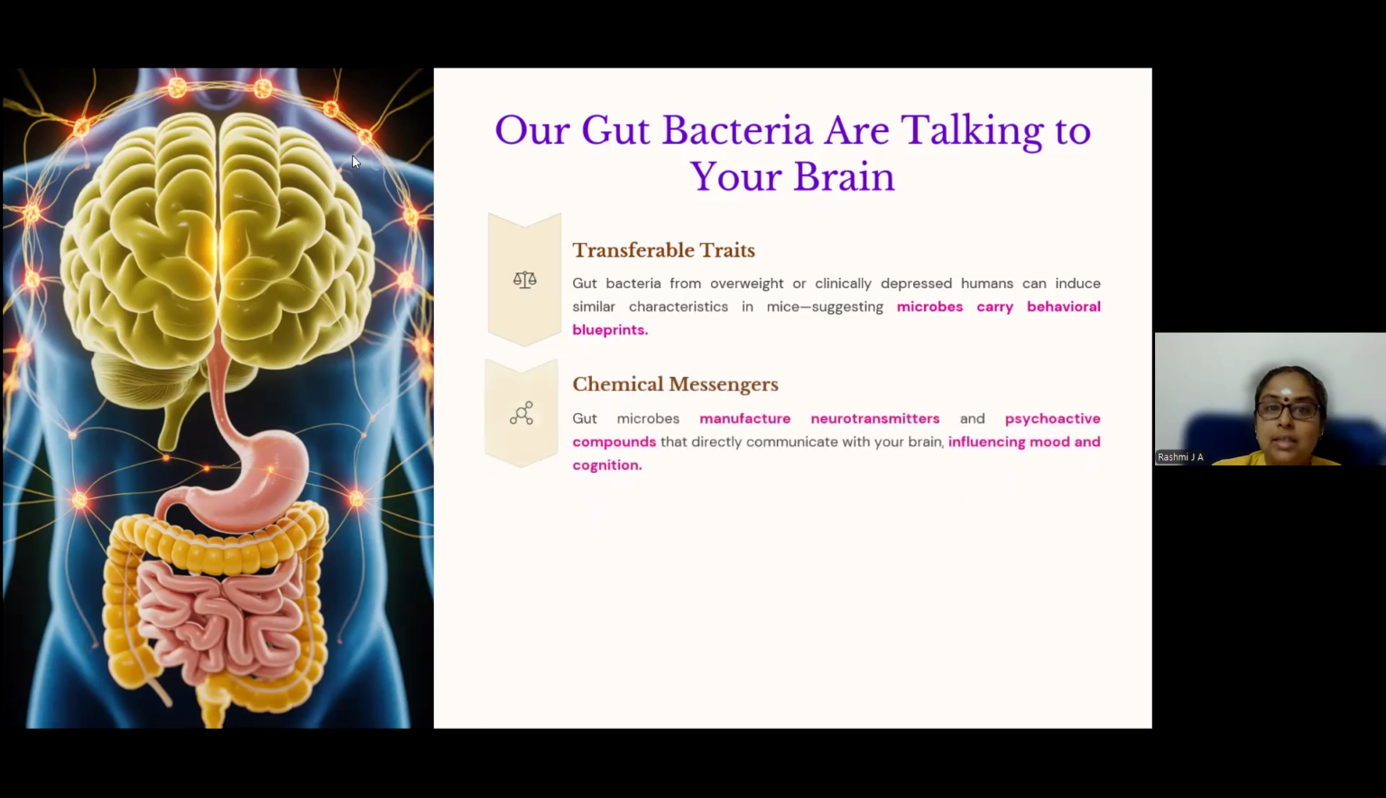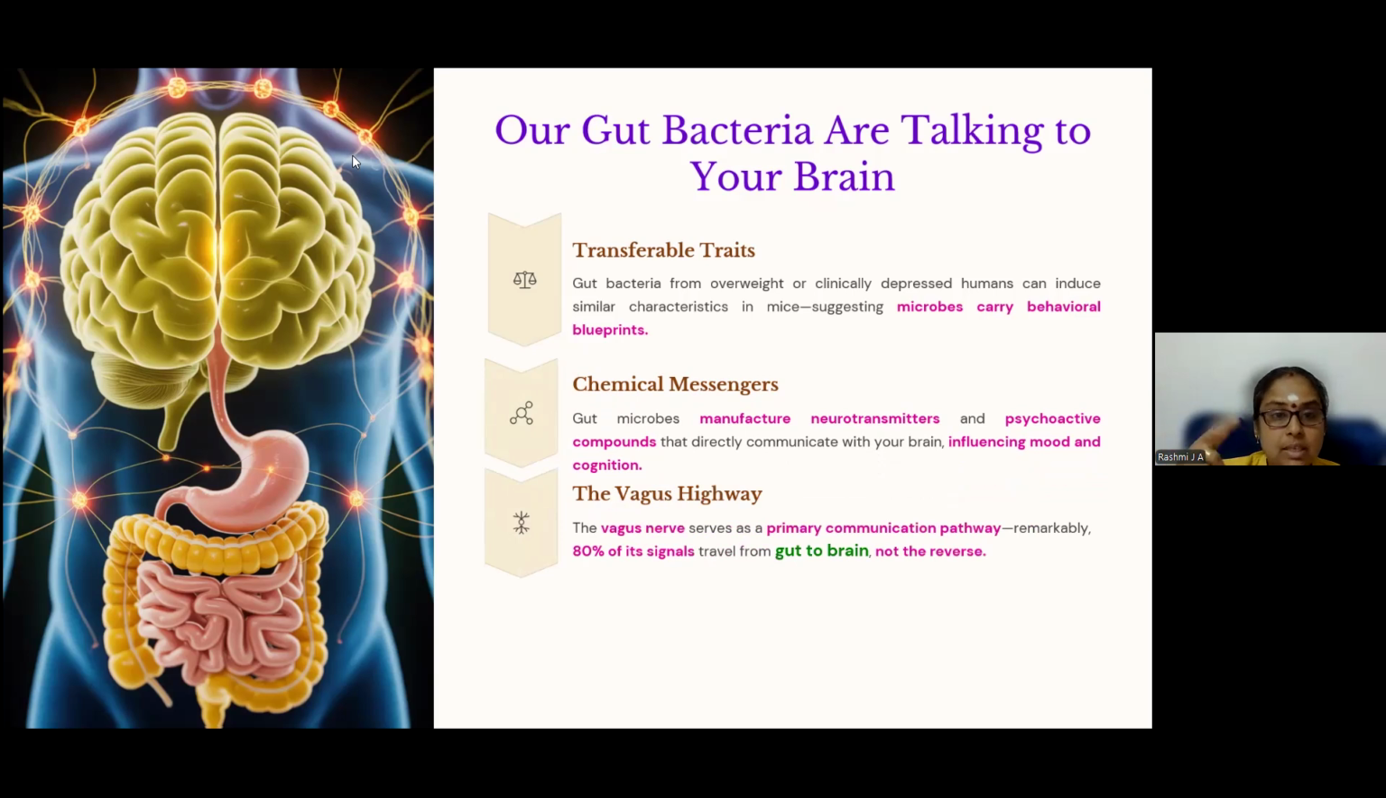Then it is a chemical messenger. It manufactures neurotransmitters, psychoactive compounds. That's what I told you, the example of curd and sugar. And then it will directly communicate with the brain, influencing mood and cognition. Then the vagus highway: this nerve primarily serves as a communication pathway, and 80% of its signal transfer is from gut to brain and not the reverse.